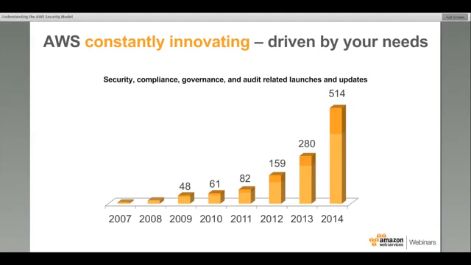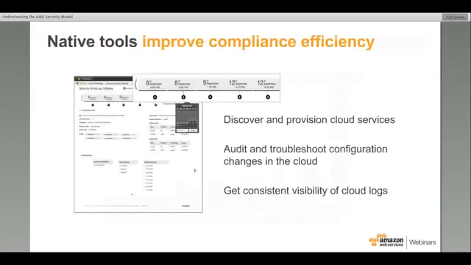And about a third of those were related to security, compliance, governance, or audit. So what you have in AWS is a constantly innovating, secure baseline that is constantly coming up with new features that you get to enjoy, and you can choose to incorporate into your own security controls. One example of that is actually our AWS CloudTrail service.